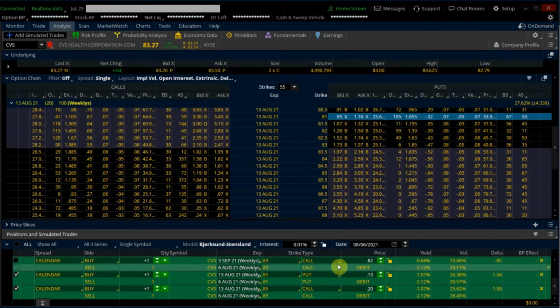Right now, if you take a look at my double calendar spread, it's already formed very nicely. For the $81 strike price, I've chosen the put side of the calendar spread because that's out of the money, and for the $85 strike price, I've selected the call side of the calendar spread because that's out of the money as well.